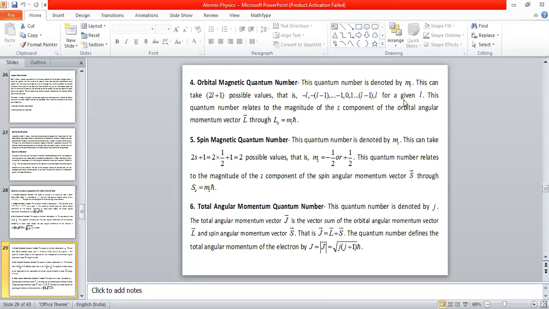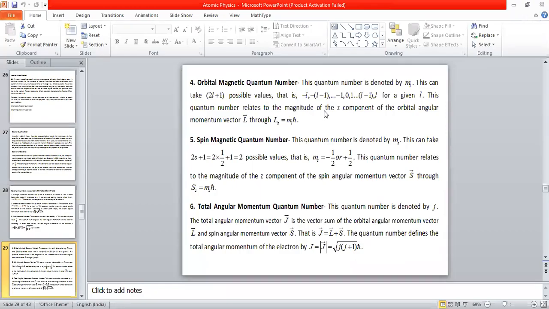So for the state l is equal to 3, small l is equal to 3, ml can take 7 different values. Which are those 7 values? Minus l to plus l, minus 3 to plus 3, including 0. Which are: minus 3, minus 2, minus 1, 0, plus 1, plus 2, plus 3. So from minus 3 to plus 3 including 0, you get 7 values. Okay, do you agree?